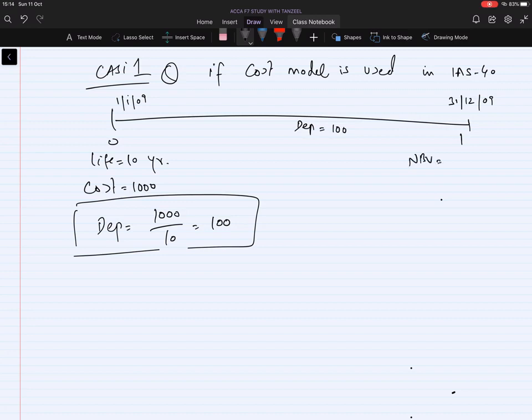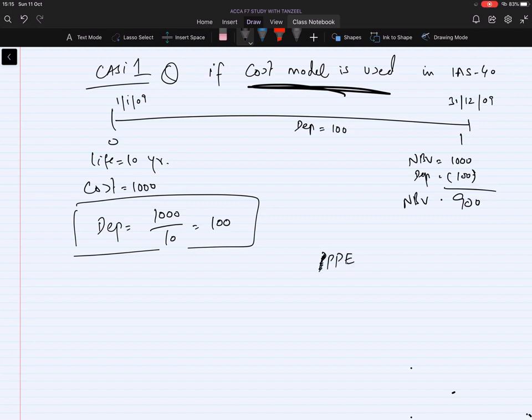The net book value at this point will be 1000 cost minus 100 depreciation, which means the net book value is 900. If you are using the cost model, everything stays on the same route. Just change the name to investment property. So what entry will you pass? You debit property, plant and equipment, and credit investment property.